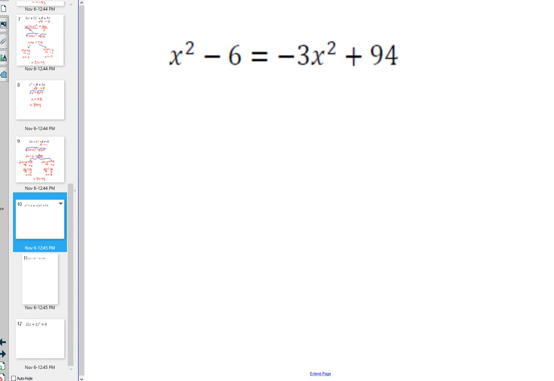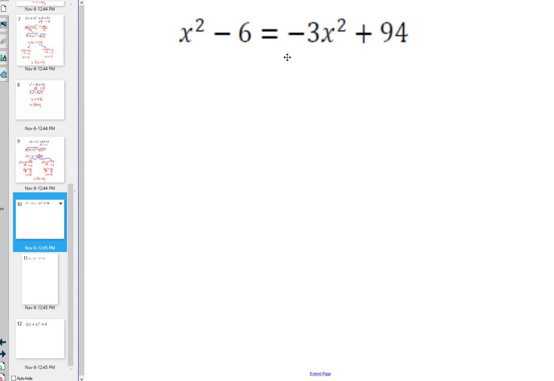Ooh. And this one, we did one kind of like this. It ended up being no solution, but I don't believe this one's going to give us no solution. Anybody want to try that one out? Besides Donnie, you finished already? You got it already, Jade?